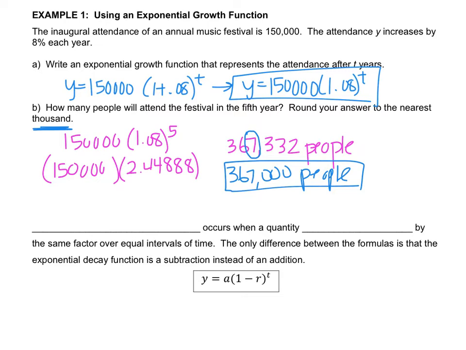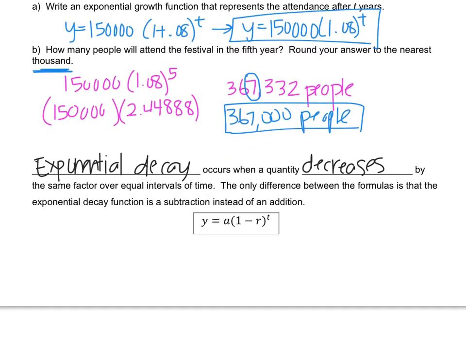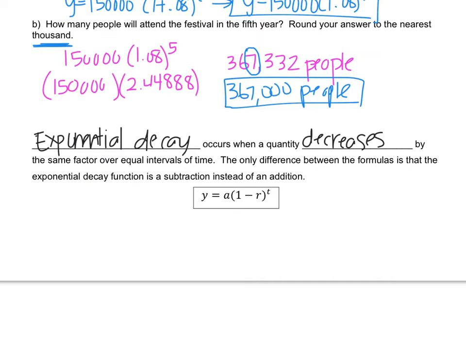Very similarly, we have something called exponential decay. That's very similar to growth, but it occurs when a quantity decreases by the same factor over equal intervals. You can see in the formula, it's very similar, but instead of addition, we have subtraction. But all the things mean the same, and again, obviously then 1 minus r would be the decay factor.